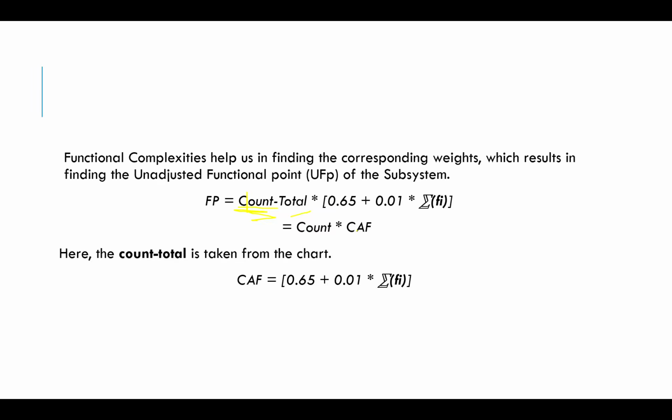CAF is the complexity adjustment factor, and it can be calculated as 0.65 plus 0.01 into summation fi. Summation fi can be calculated like this: there are 14 functional factors given, and we check how much weightage each factor has. So if all the factors have a weightage of 1, we multiply each factor with 1, and the sum becomes 14.